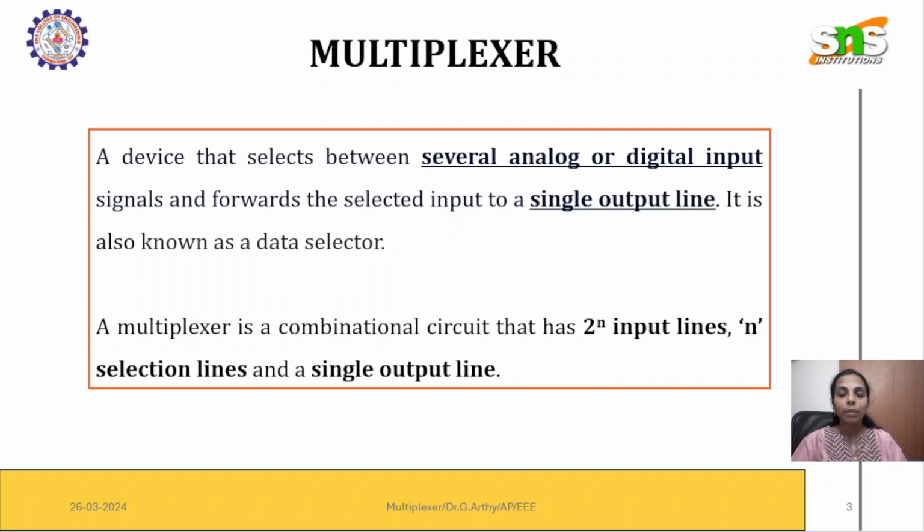That is, in a multiplexer, we can have 2^n inputs, but the output will be only one. A multiplexer is a combinational circuit with 2^n input lines and a single output line. Out of the 2^n inputs, the output is selected based on the selection line. Along with the inputs and output, we have selection lines in the case of multiplexers.